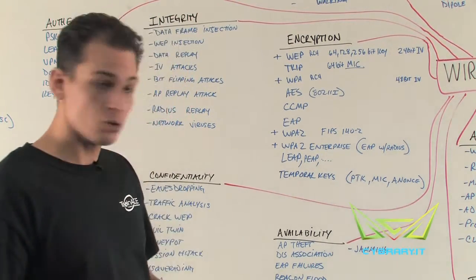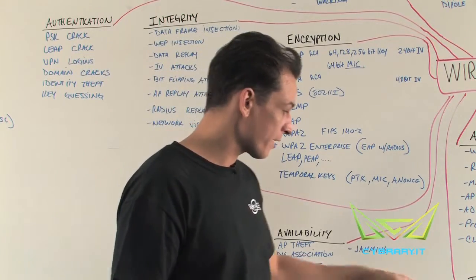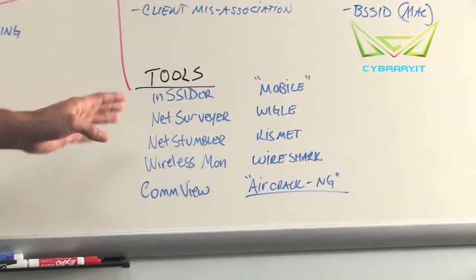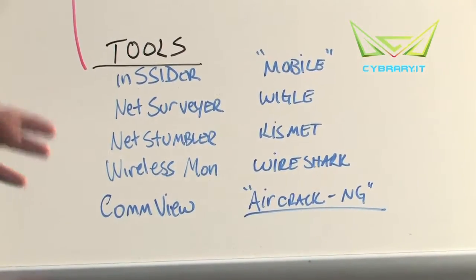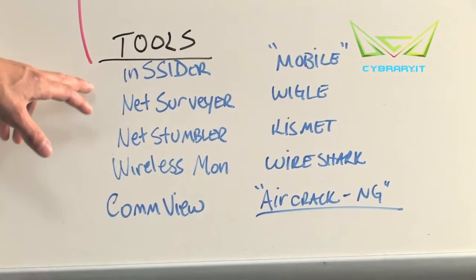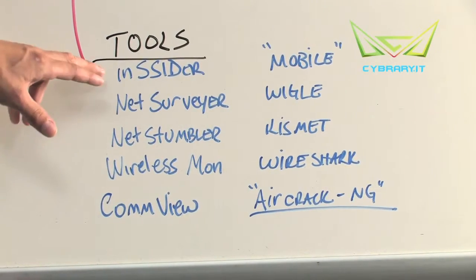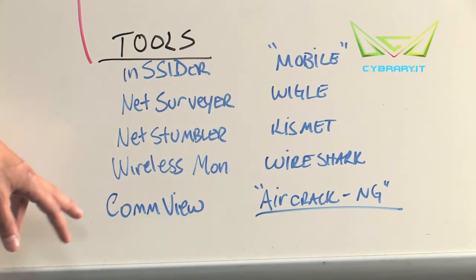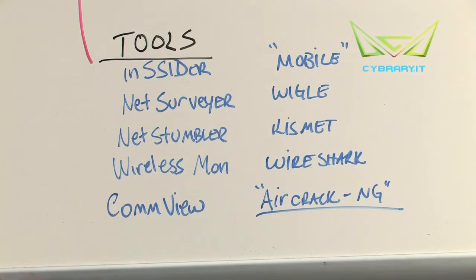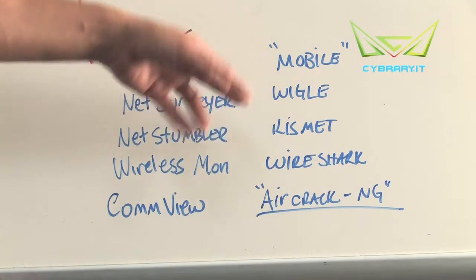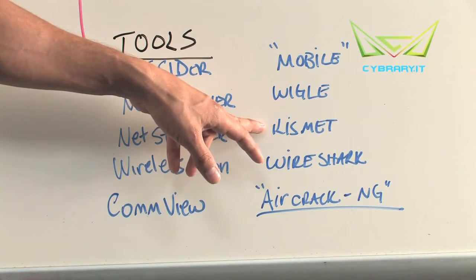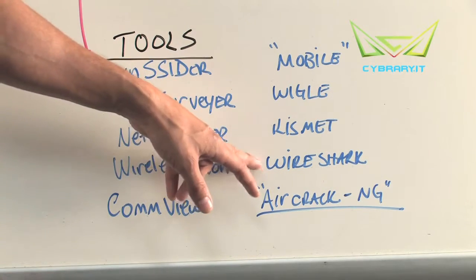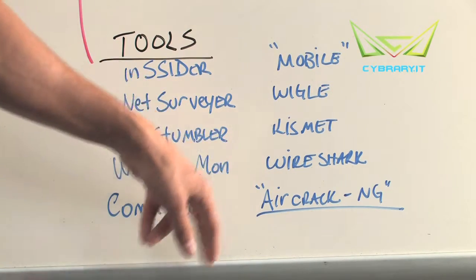Before we get into some of the specific style attacks, I want to go down here to some of the popular tools. There's no shortage of tools in the wireless section. Again, this could take months and months to really master, but you do have some common tools that I want to highlight. Tools like inSSIDer or Net Surveyor or NetStumbler or Wireless Monitor, or even commercial tools like CommView, or even websites like Wigle, or even something like Kismet, which is a great Kali or BackTrack scanner, or Wireshark, which we talked about in the sniffing modules.